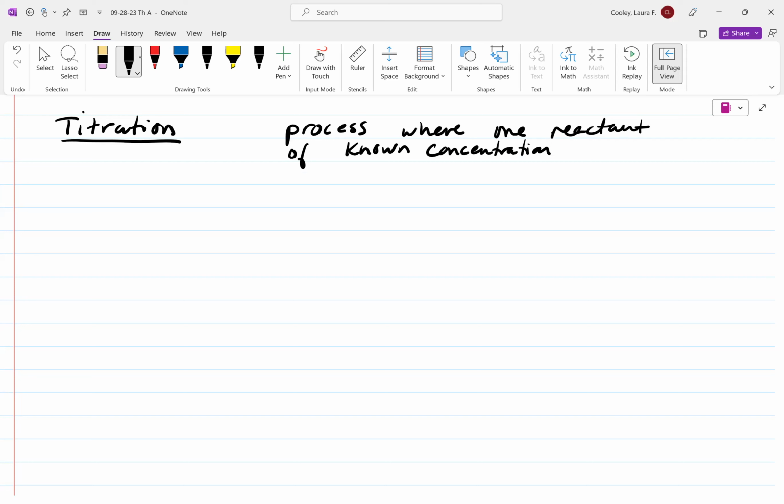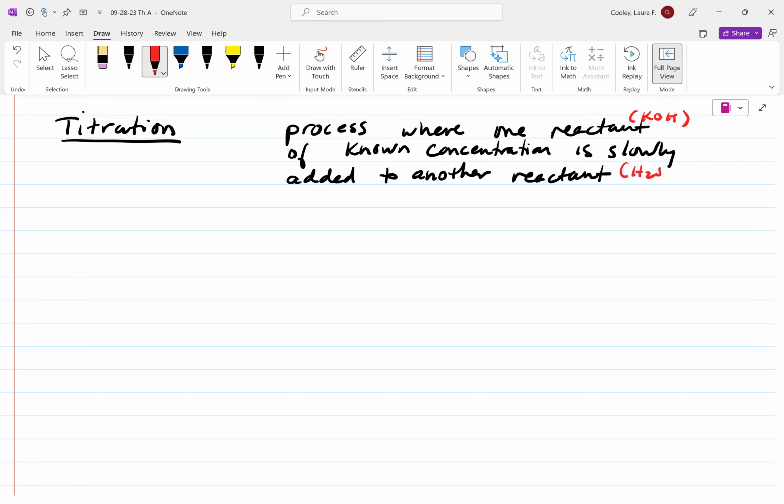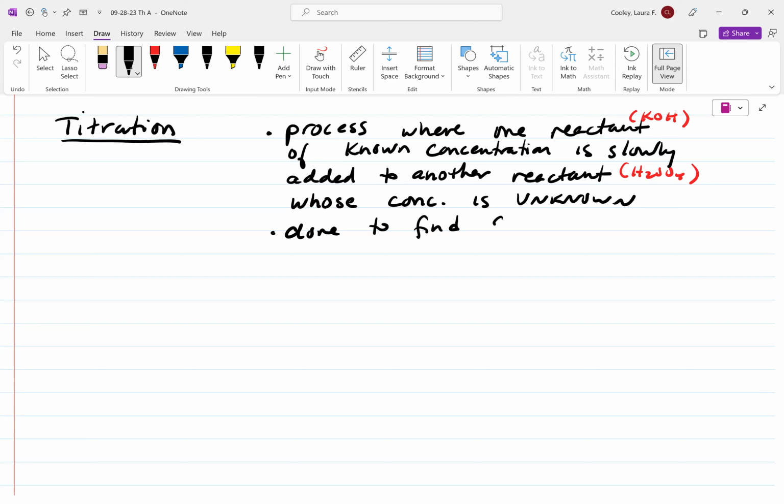It had a 0.344 molar concentration, and it is slowly added to another reactant, which is the H2SO4. So I'm going to write down, the KOH was added to the H2SO4 solution, okay? Whose concentration is unknown. Okay, and why is this done? This is done to find the concentration of the unknown solution, or find the molarity. In our case, it's the H2SO4.